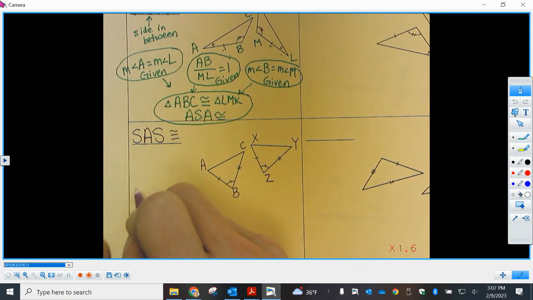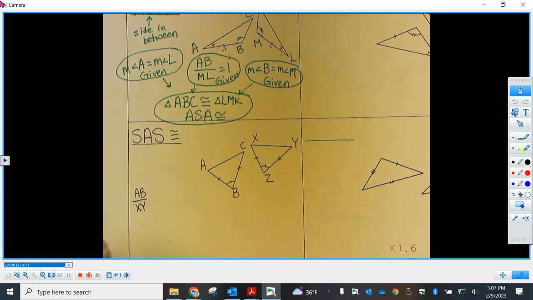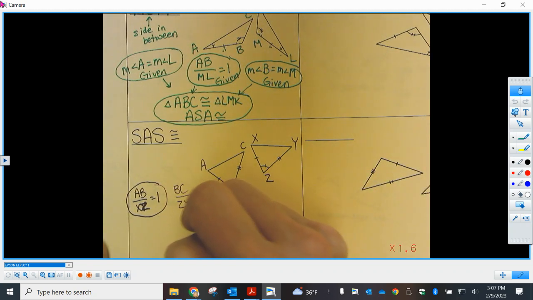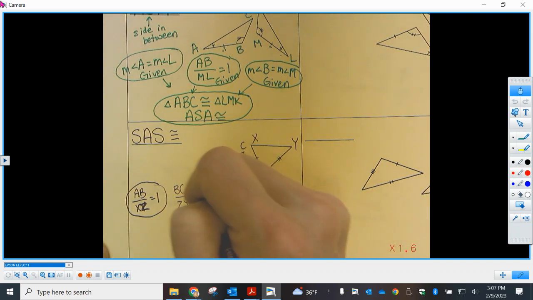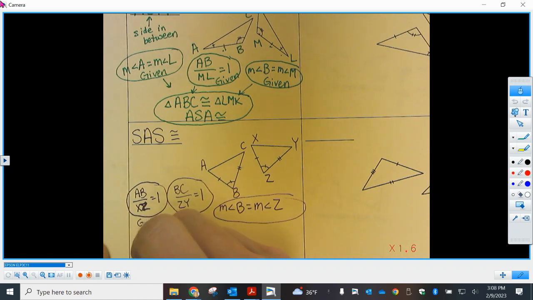So AB over XZ, sorry, XZ equals 1. I can see BC over ZY equals 1. And I can see the angle in between, the measure of angle B equals the measure of angle Z. Okay, all of this was given.